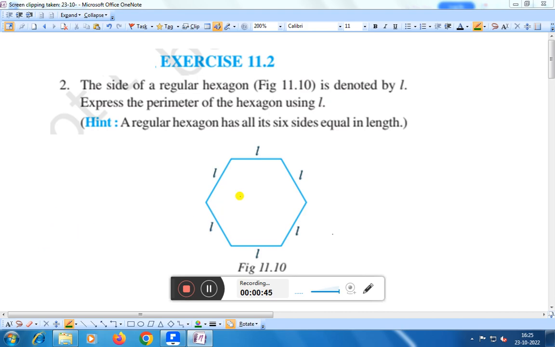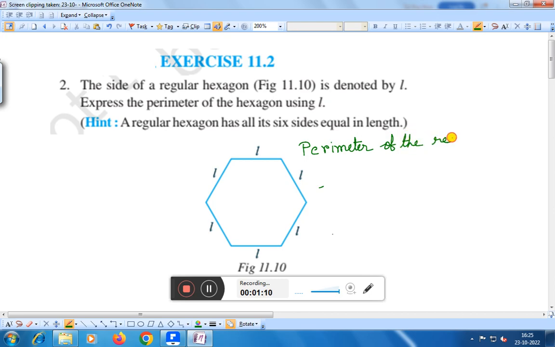the perimeter of the regular hexagon is equal to the sum of all the sides of the regular hexagon.